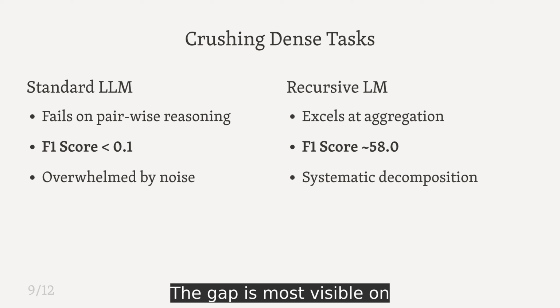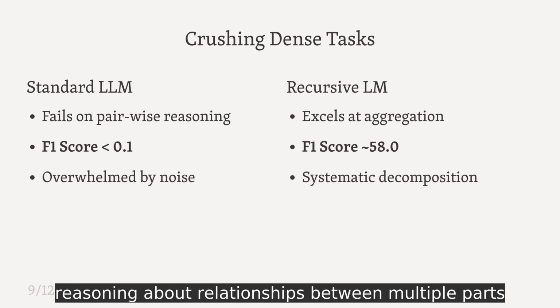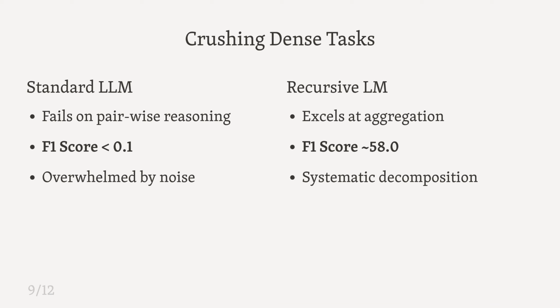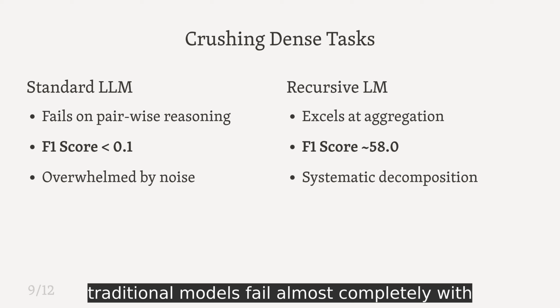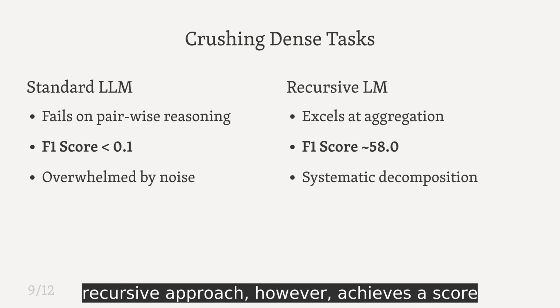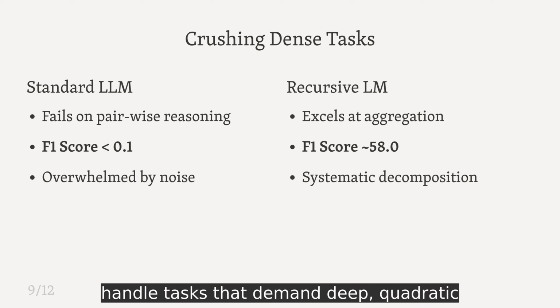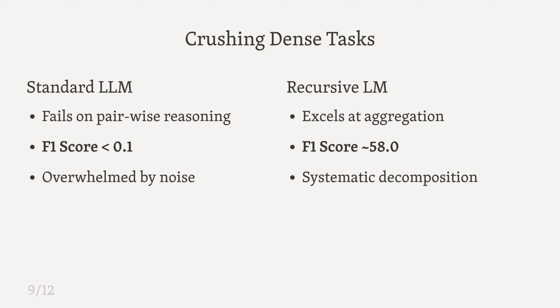The gap is most visible on complex tasks like Oolong pairs, which requires reasoning about relationships between multiple parts of a text. On this benchmark, traditional models fail almost completely with an F1 score near 0. The recursive approach, however, achieves a score of around 58, proving it can handle tasks that demand deep, quadratic reasoning.